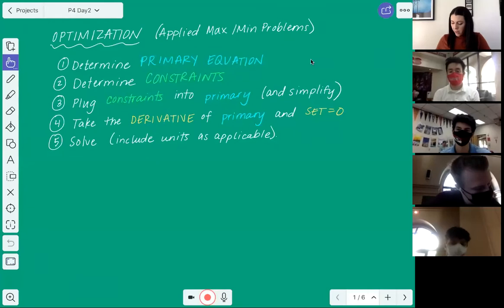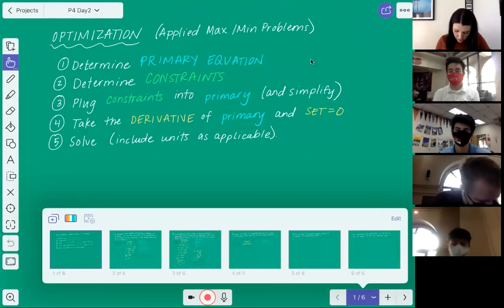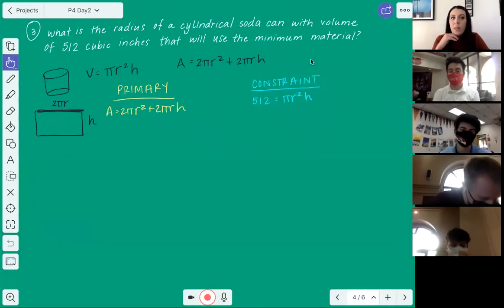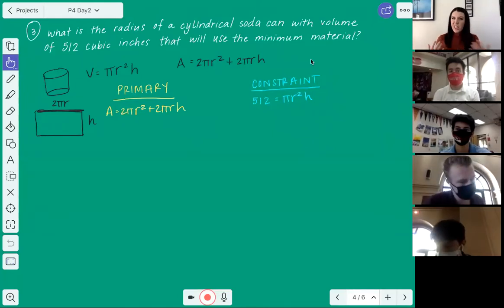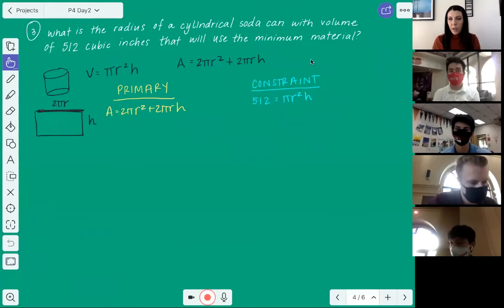Okay, so the one that we left off on last class had to do with a cylindrical soda can. What is the radius of a cylindrical soda can with volume of 512 cubic inches that will use the minimum material? So again, our primary equation is the thing that we are trying to minimize, in this case, the material, which is like code for surface area, right? The amount of aluminum that we're using on this.